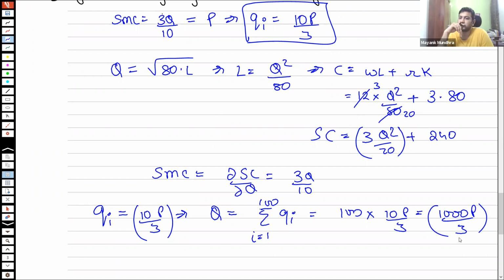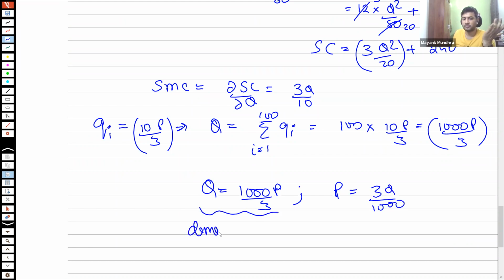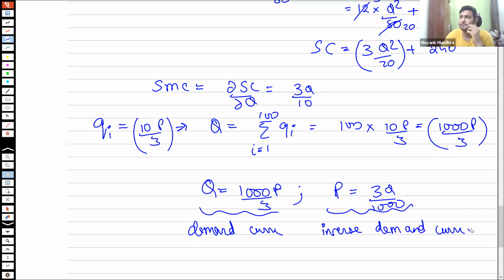Is this clear? Okay, so this is how you find the market supply curve. Now you can invert it also. So Q equals 1000P by 3. This is the market supply curve. The inverse supply curve is P equals 3Q by 1000. So this is the supply curve, and this is the inverse supply curve.